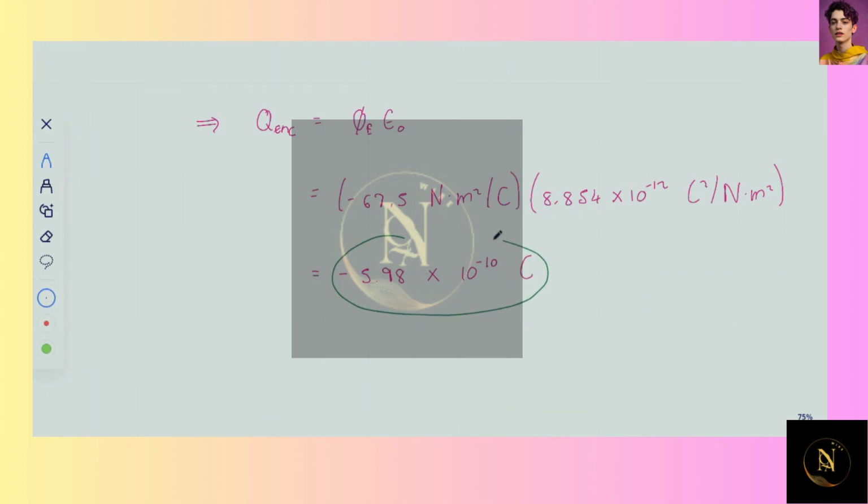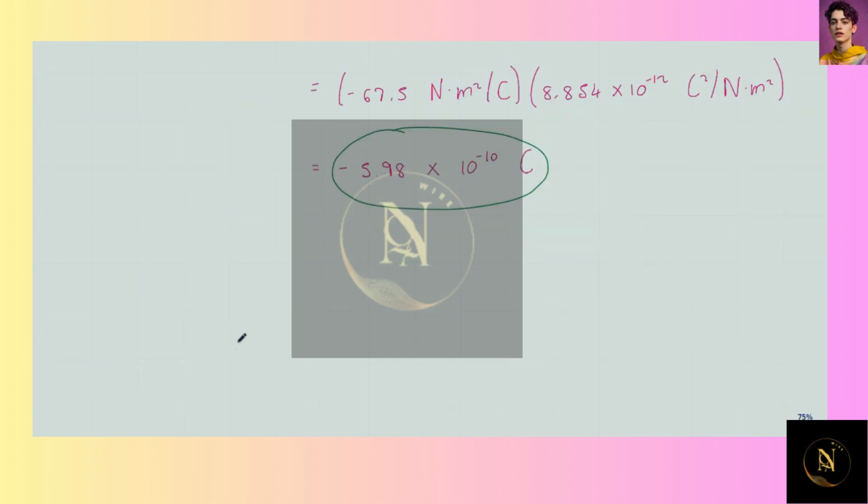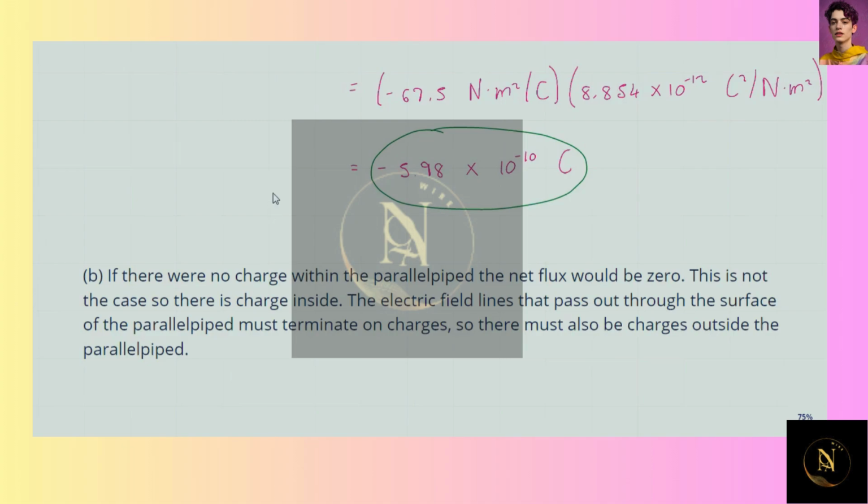We now know the net charge enclosed in the parallelepiped. Now, secondly, for part B, we want to know if this electric field is produced by charges only within the object or due to charges outside the object as well. And the answer for this is that if there were no charges within the parallelepiped, the net flux would be zero. And this is not the case, so there must be charge inside. Now the electric field lines that pass out through the surface of the parallelepiped must terminate on charges. So therefore there must also be charges on the outside of the parallelepiped.